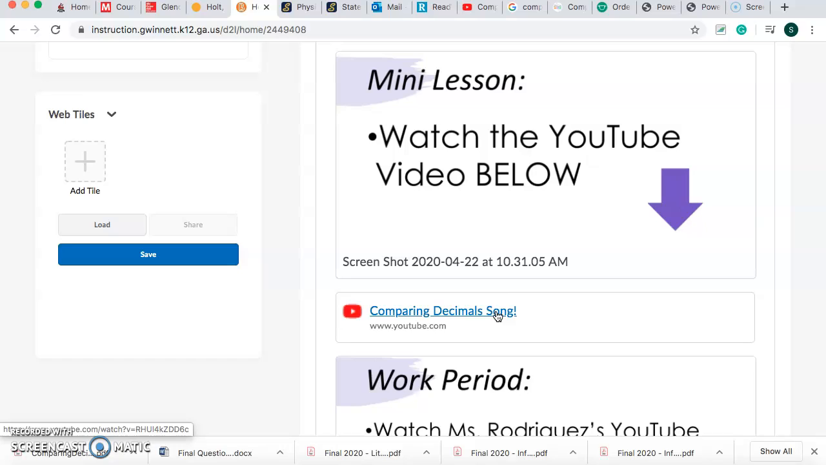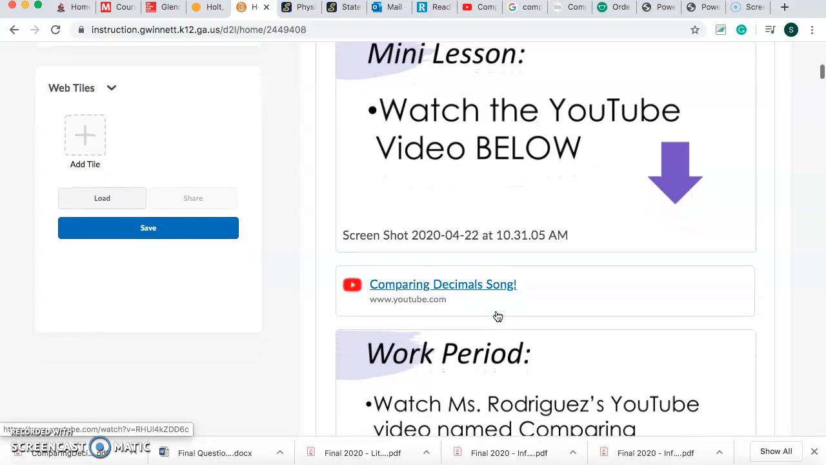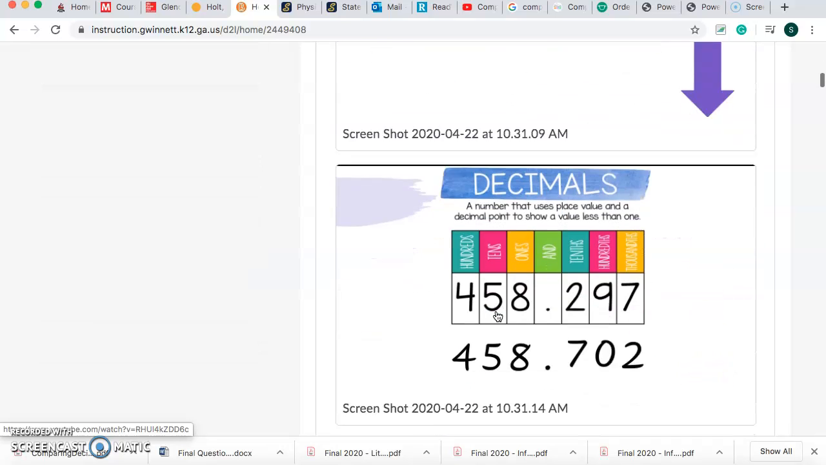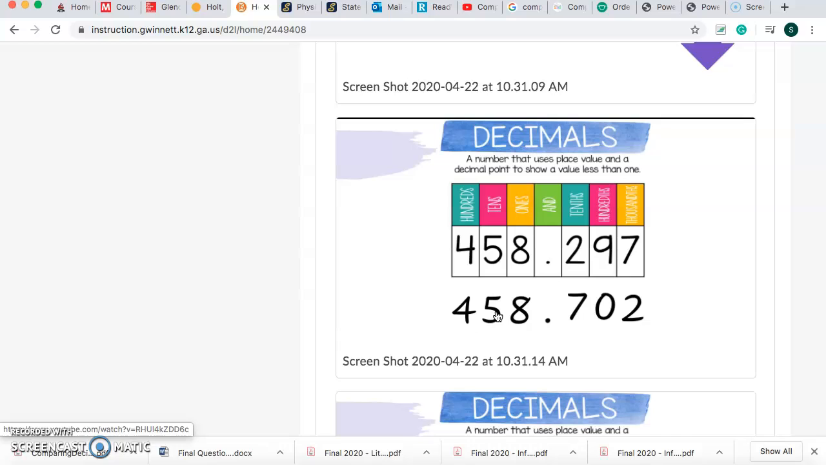Today we are going to be talking about comparing decimals. We've talked about comparing whole numbers before, but now we're going to add decimal points to it. So this is our work period. I have these set up for you.